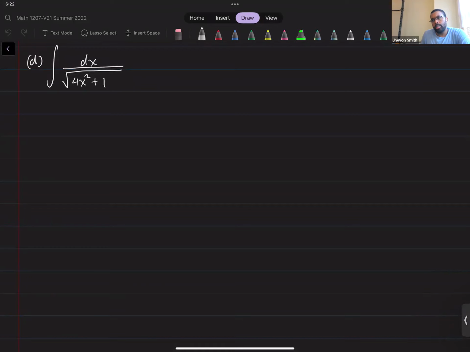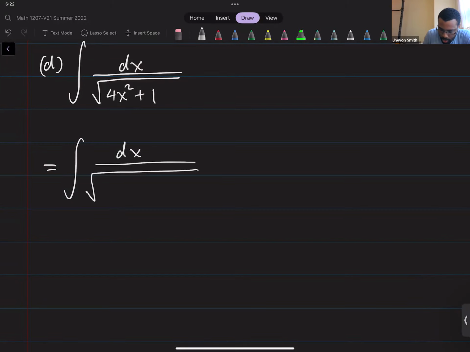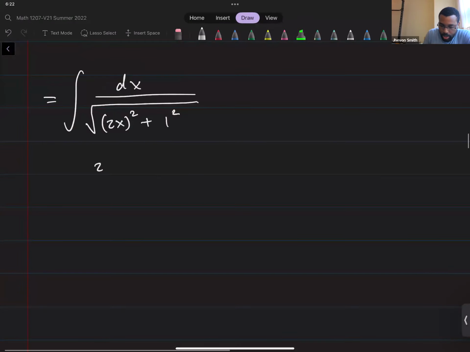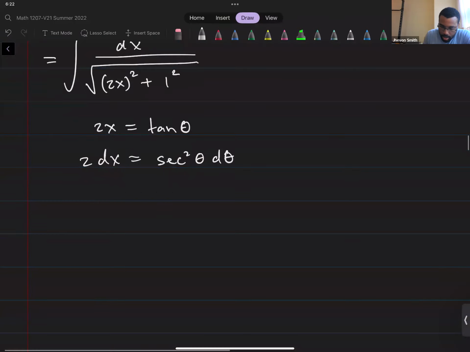Okay, so this one is similar as well. You see, it's essentially a sum of squares. So that's going to also give you a tangent, but the trick here, if you can call it that, is you just think of this as 2x squared plus 1 squared. So at this point, you just set 2x equals 1 tan theta. So you have 2 dx equals secant squared theta d theta.